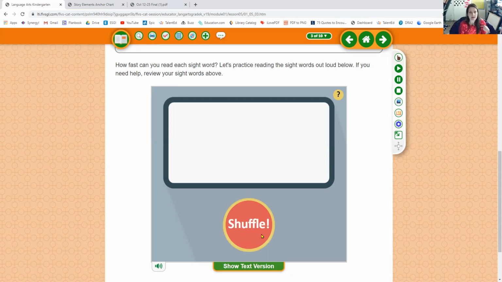I am going to read them because if you're looking at them and listening to them, it's going to help your brain remember. So make sure, even if you don't know the words yet, you're listening and looking because that will help you to learn them. I click shuffle: I, my, the, at.